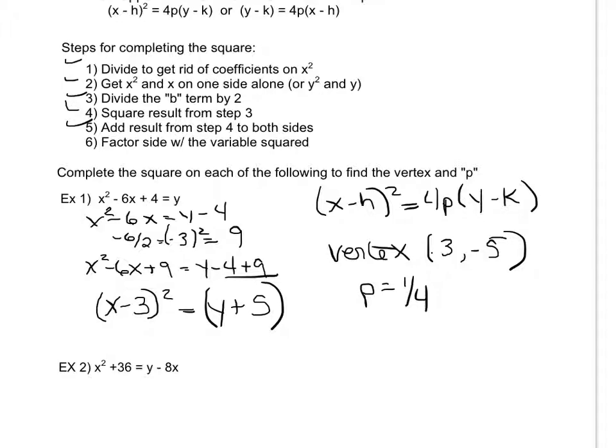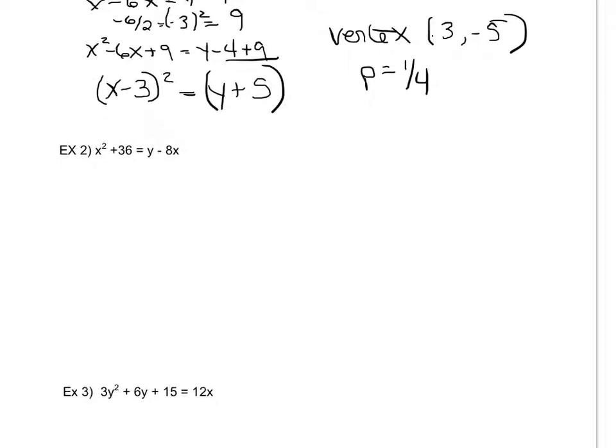Let's look at another example. There are 3 examples total. So example 2, I'm going to do the same thing. First thing I'm going to do is divide to get no coefficients on my squared term. Since x squared is not multiplied by anything, I don't have to worry about that again. I can skip that.